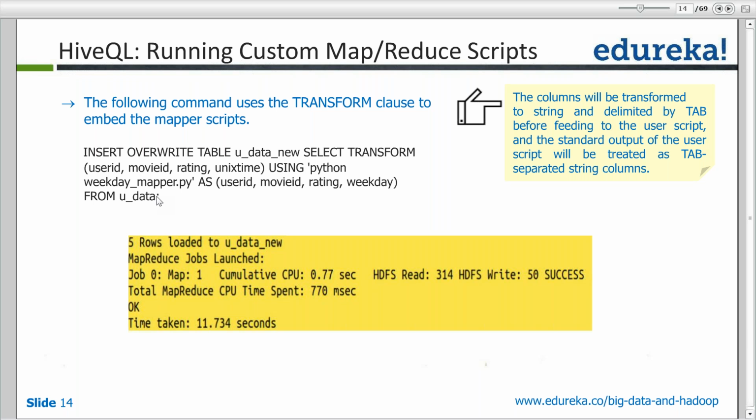The second and the simplest way, according to me, is using a UDF, right? So it's your choice. Whatever you prefer, either you can write a UDF or you can write a Python mapper or a reducer.